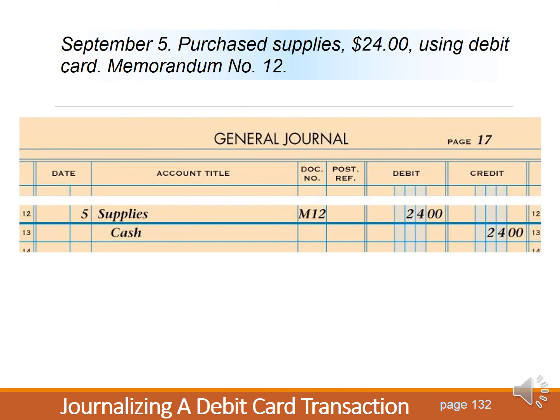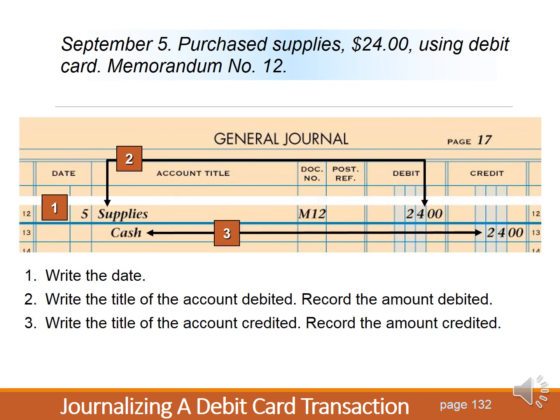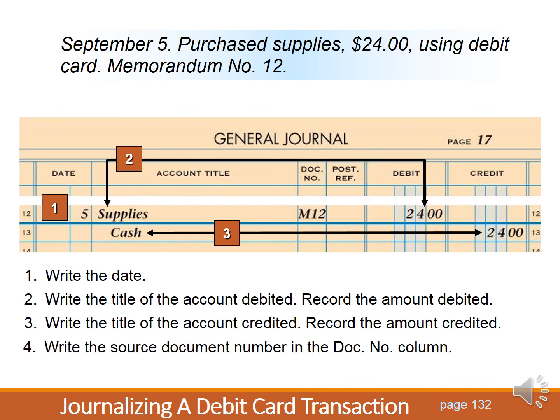Journalizing a debit card transaction. This is very similar to how we record an EFT. Our source document or objective evidence would be a memo. We would write the date. We would write the account to be debited and its amount. We would write the cash credited and its amount. And last but not least, we would record the document number memorandum in the document number column.